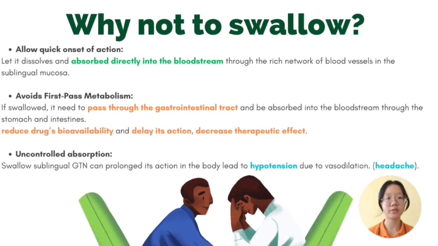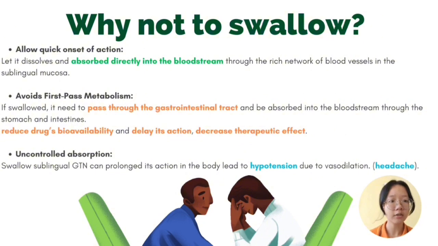GTN must be used sublingually to allow a quick onset of action because it dissolves and is absorbed directly into the bloodstream through the rich network of blood vessels in the sublingual mucosa. This method can avoid first pass metabolism.